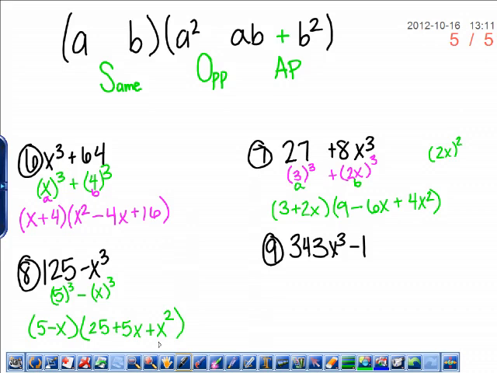Yeah, let's talk about 9. 343, what cubed gives me 343? 7. So this is 7x cubed minus, what cubed gives me 1? 1. Ones can be tricky, but they are both perfect squares and perfect cubes. So make sure you remember that. Jason, do you have a question? I'm going to tell you which ones in just a second.